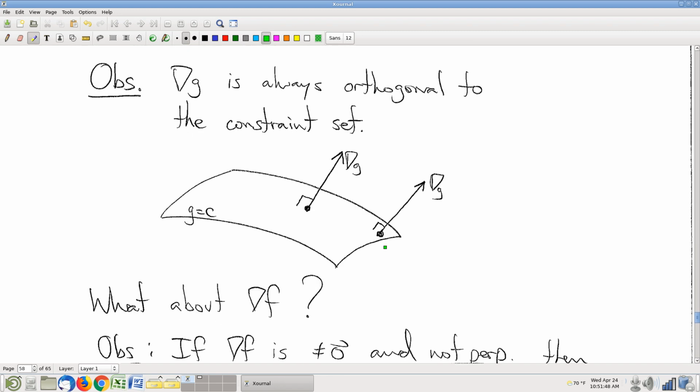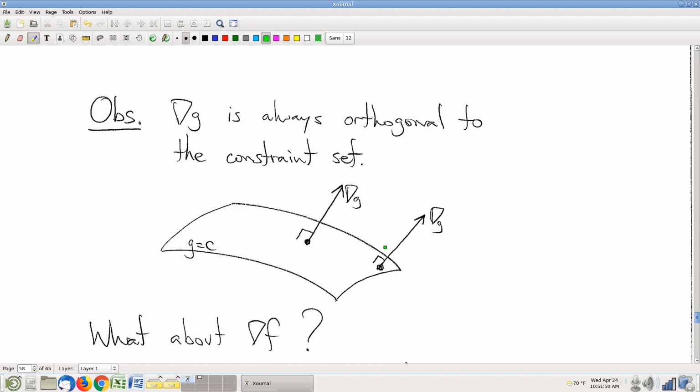Okay, how the technique works, it's a kind of geometry argument. First observation to make is, okay, well, we're looking at a constraint set. Constraint sets are always level sets, right, as we observed a minute ago. Level sets are always perpendicular to the corresponding gradients, right? So neat fact, this vector that we call the constraint gradient, the gradient of the constraint function, is always perpendicular to our constraint set.